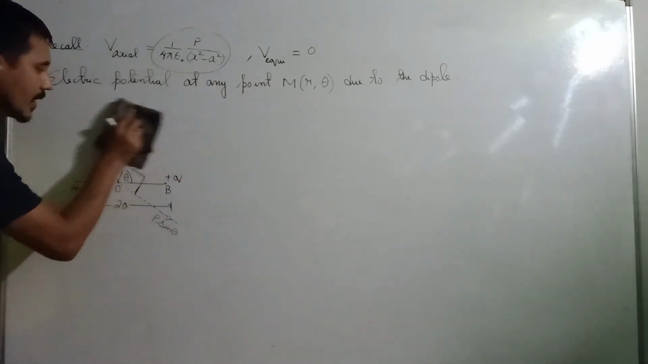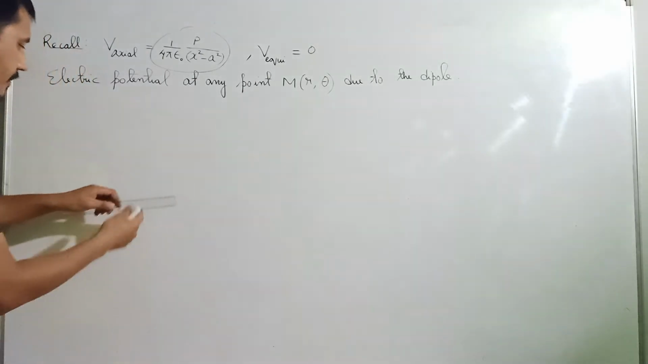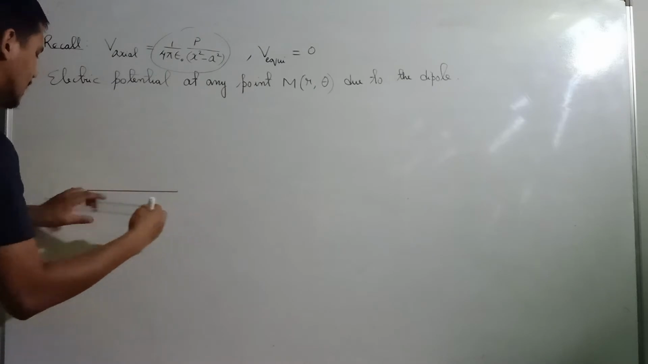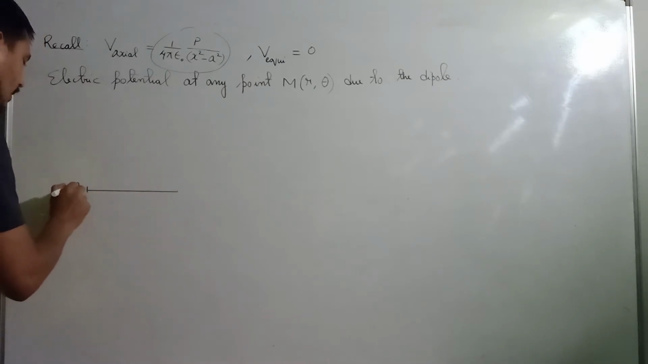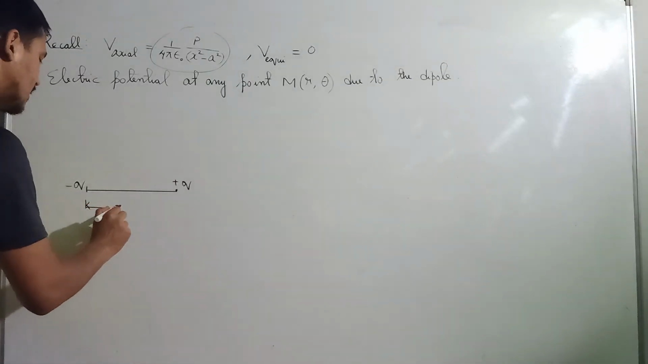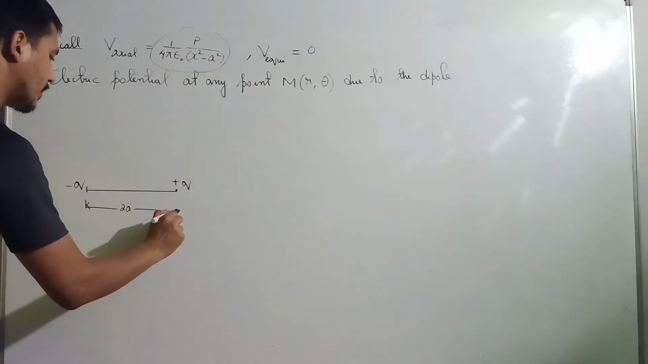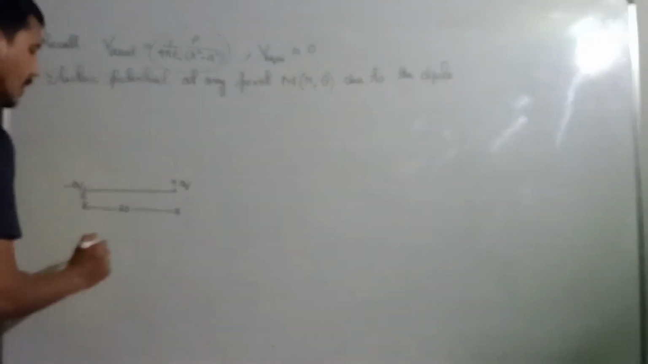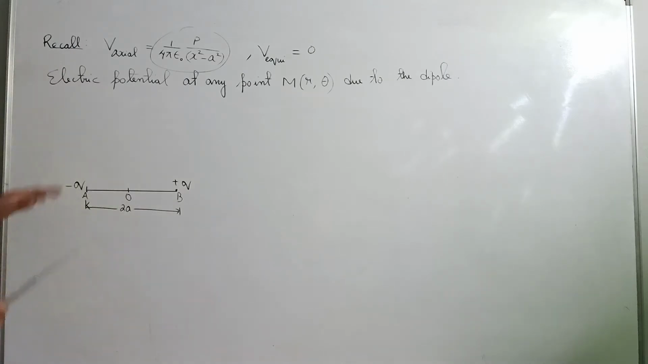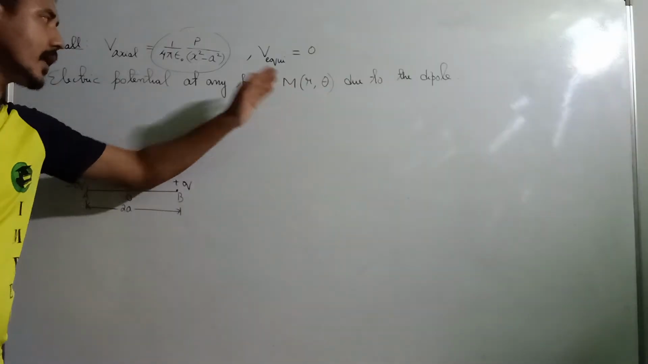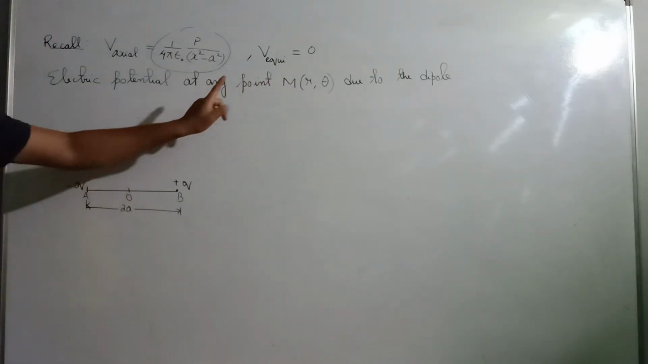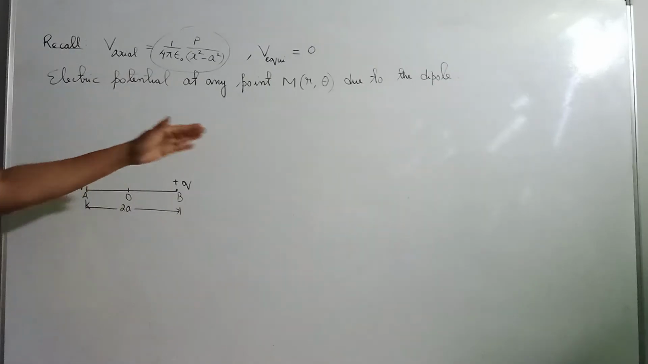So let me highlight it again. Okay, let me just do it again. This is your dipole. Dipole means it's a system of two equal and opposite charges separated by some distance apart, let's say 2a apart. This is your point A, this is your point B, this is the center of the dipole. So I want to find out the electric potential at any point M at a distance r from the center of the dipole, making an angle theta with the direction of the dipole.